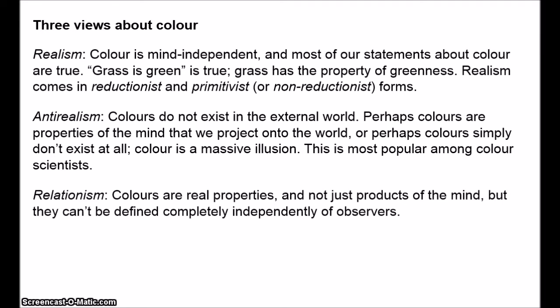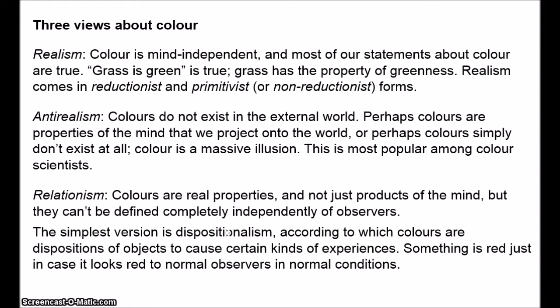Third, relationism. Relationism tries to find a middle path between realism and anti-realism. Basically, the claim is that colours are real properties and they're not just products of the mind, but also that they can't be defined completely independently of observers. So the simplest version of relationism is dispositionalism, according to which colours are dispositions to cause certain kinds of experiences. Something is red just in case it looks red, or causes a distinctively reddish sort of experience in normal observers in normal conditions.